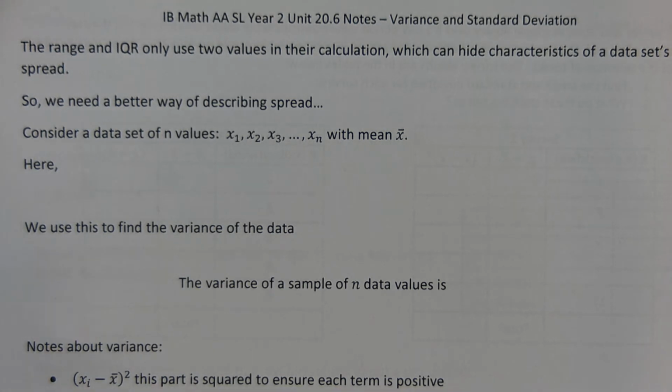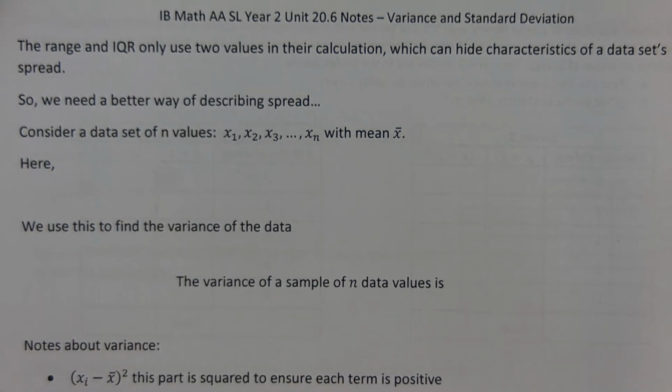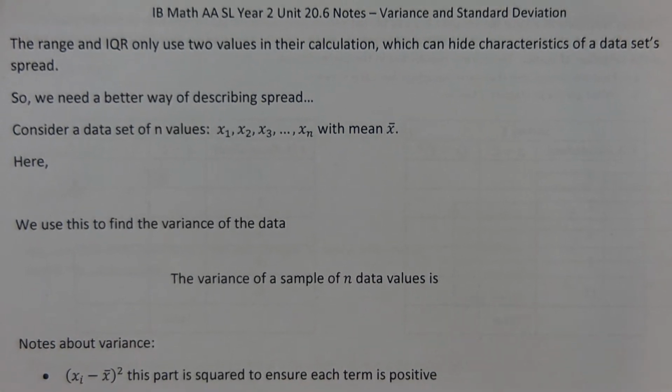You know, because the range and the IQR only use two values in their calculation. And, as we've seen, just having range and IQR can actually hide a lot of characteristics of a data set's spread. So we need more than just IQR and range to talk about spread. So let's consider a set of data points, x1, x2, and so on out to xn, with mean being x bar.